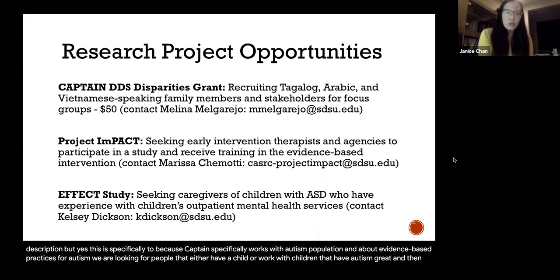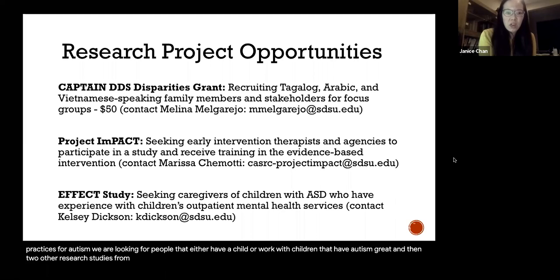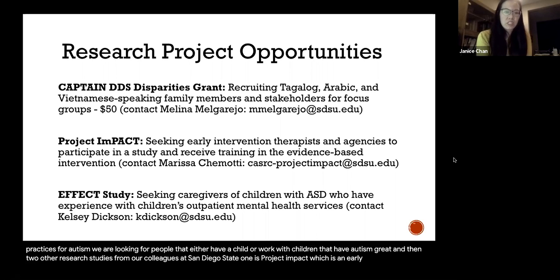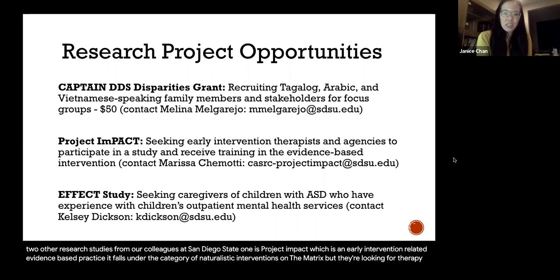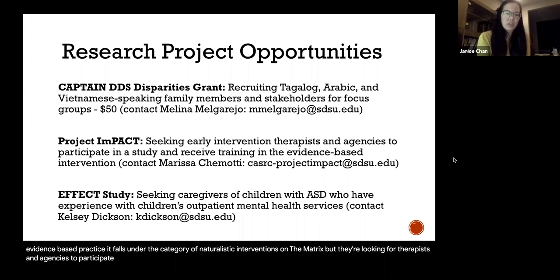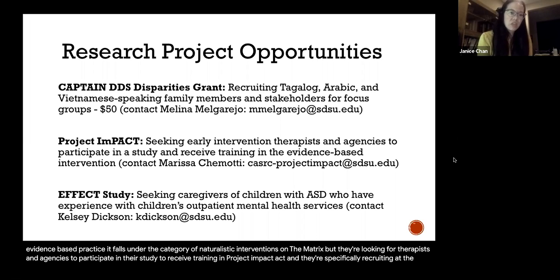Great. And then two other research studies from our colleagues at San Diego State. One is Project Impact, which is an early intervention related evidence-based practice. It falls under the category of naturalistic interventions on the matrix. But they're looking for therapists and agencies to participate in their study to receive training in Project Impact, and they're specifically recruiting at the agency level.